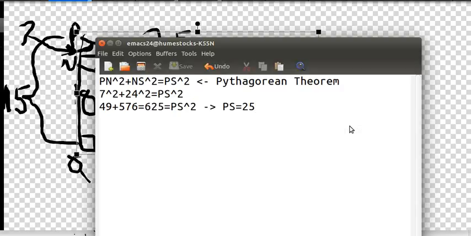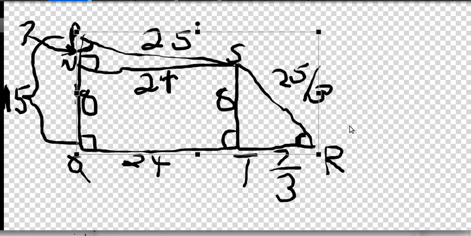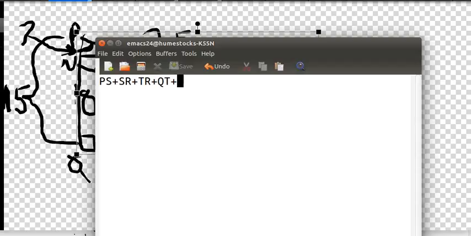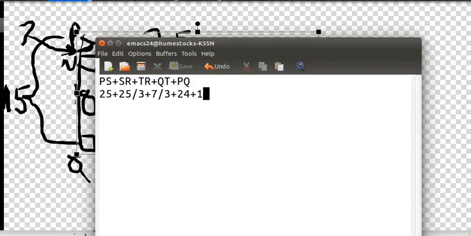So let's go back here. We need to add up PS, SR, TR, QT, and that's it. Okay. No, I think I'm missing something. Oh, yes, I'm missing PQ. So we also need to add in PQ. PS is 25, SR is 25/3, TR is 7/3, QT is 24, and PQ is 15.